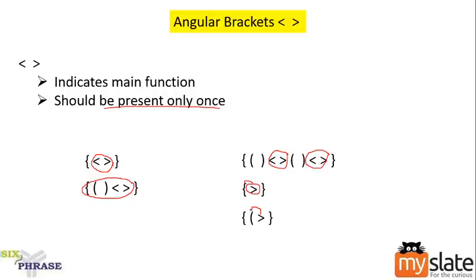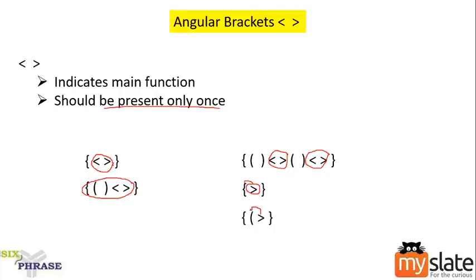Always for problems like this, especially consider a minimum of 10 to 15 cases. Think of all possible ways of arranging the brackets. Only then we'll end up with the perfect program. Otherwise we may go wrong somewhere. Okay, so this is it about angular brackets for now. We'll come back to angular brackets when I finish the program.